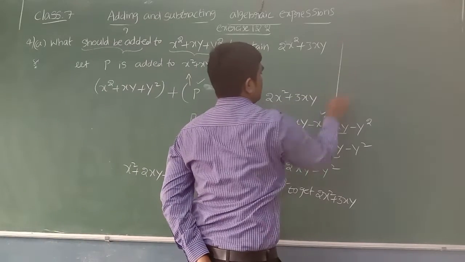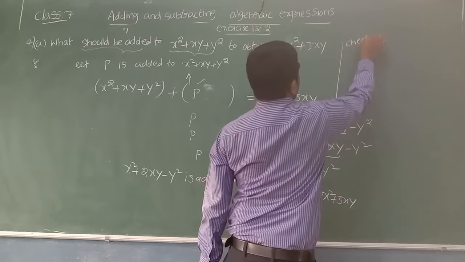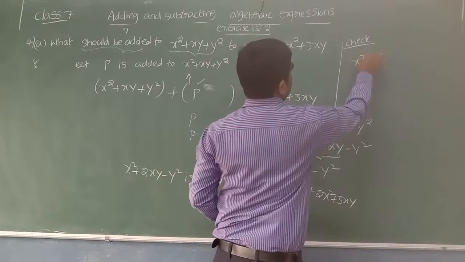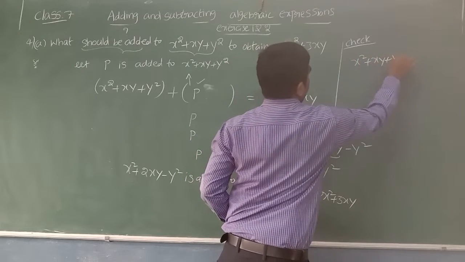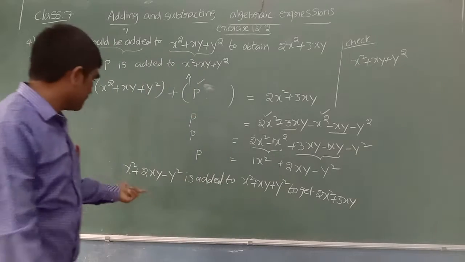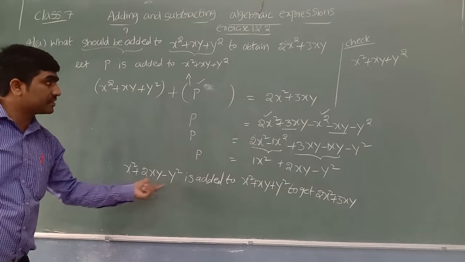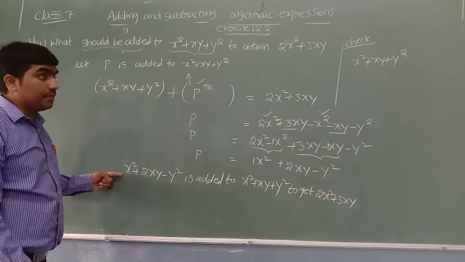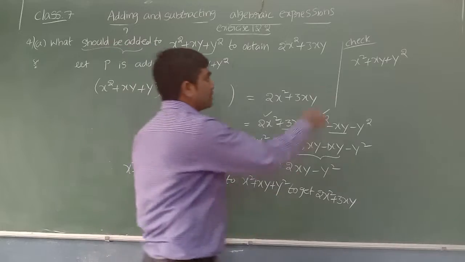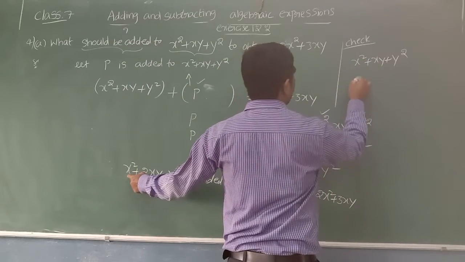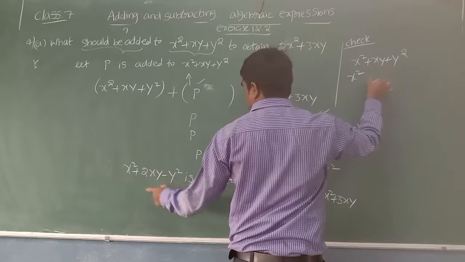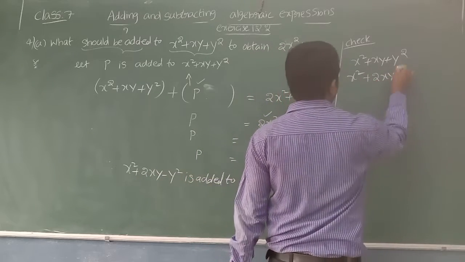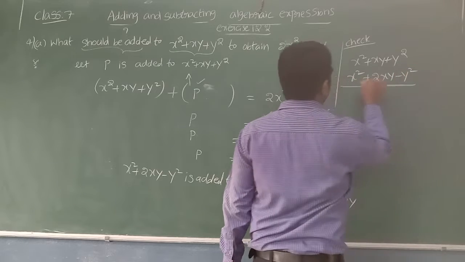Still, if you want clarity, you can go for checking also. For this x square plus xy plus y square, we need to add x square plus 2xy minus y square to get the result like this. When adding, we write the like terms below each other. Here we have x power 2, below it x power 2. xy below xy, plus 2xy. Next y power 2 below y power 2, minus y square. So this we need to add.